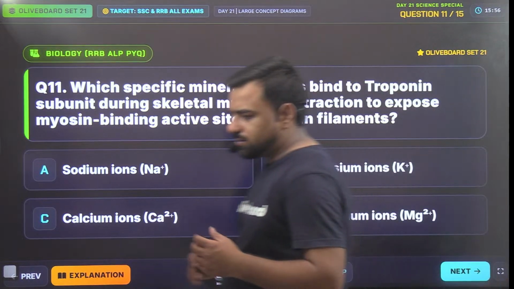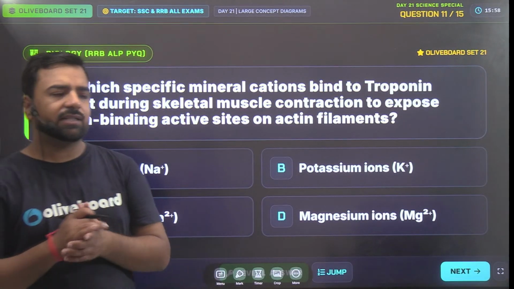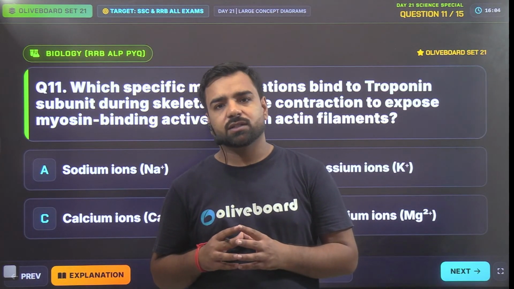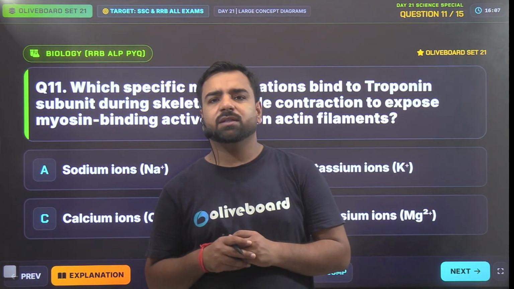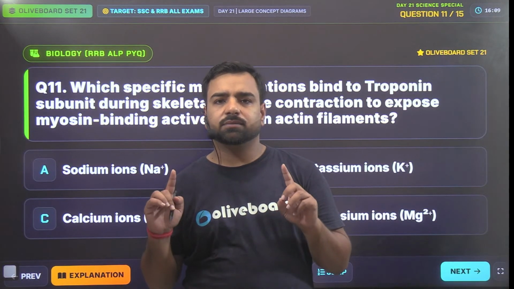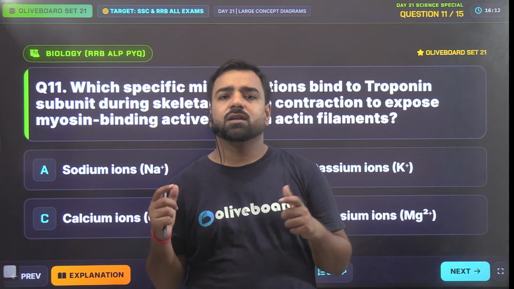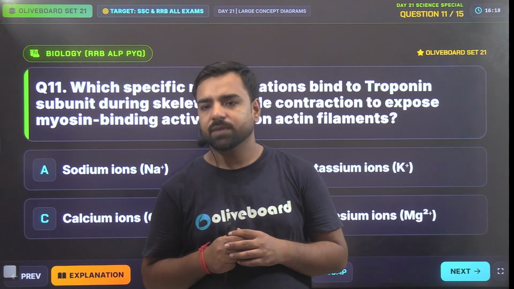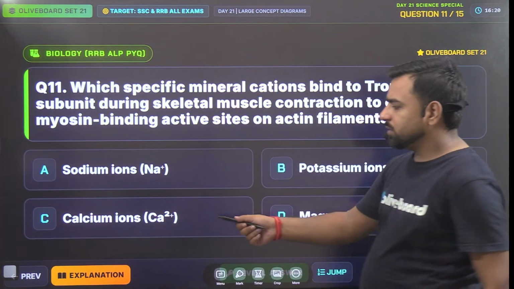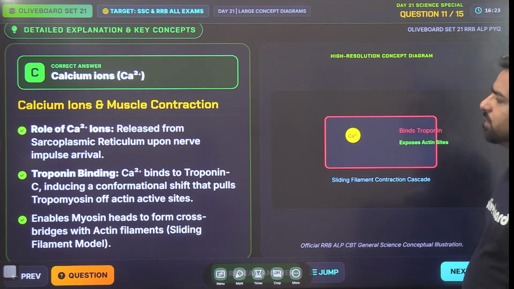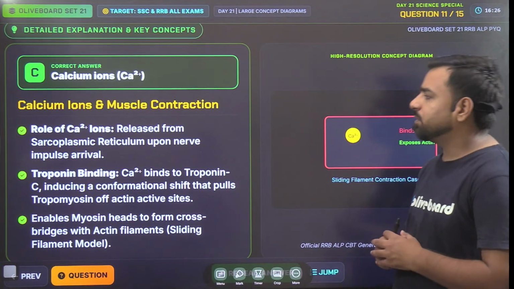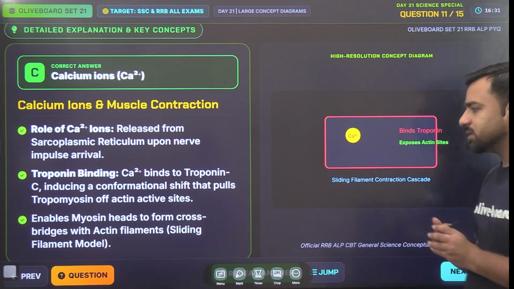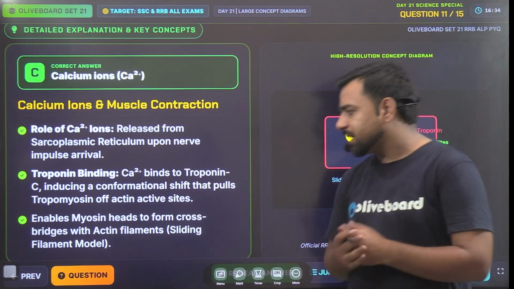So guys, whenever things are asked regarding the skeletal system, remember a few things. Bone is made up of calcium and phosphorus. Apart from this, one more thing you must remember is, in the case of bones, which particular cells are present? There are osteoblasts, and the study is osteology. So here, no doubt, calcium ions will be the correct answer. It is released from the sarcoplasmic reticulum upon the nerve impulse arrival. It enables myosin heads to form cross bridges with actin filaments, that is the sliding filament model.